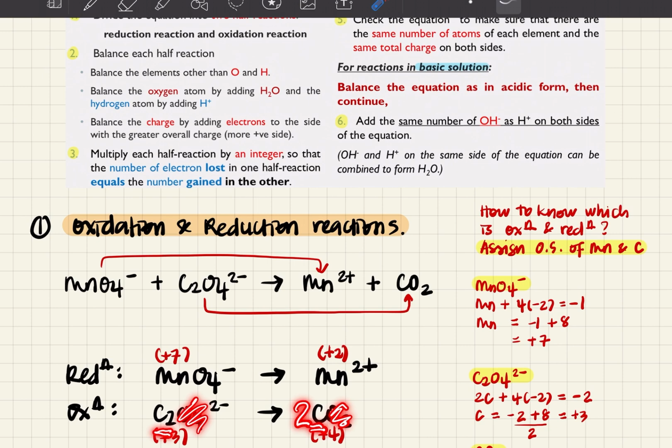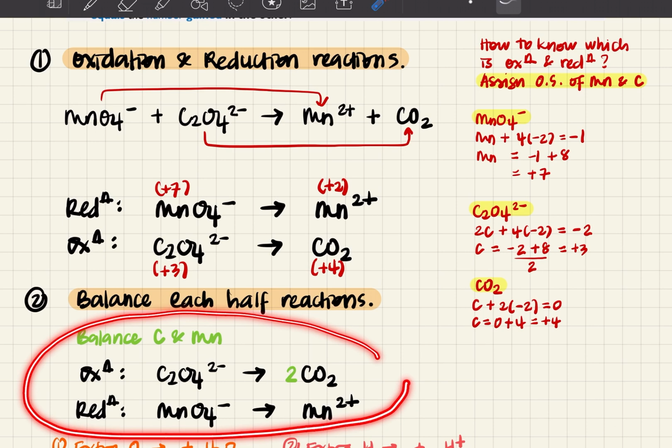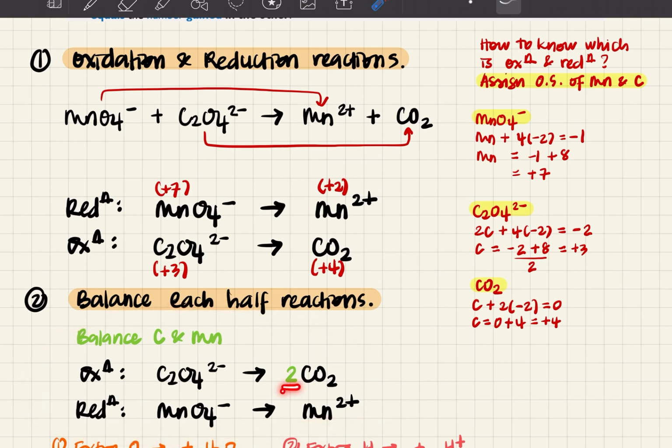Next, your reduction half equation pula. Tengok manganese tu. Manganese sini ada 1, manganese sini ada 1 juga. So that means you don't need to balance the manganese. So what will we get? We will get this. You balance carbon and manganese. So sekarang kat sini ada 2.